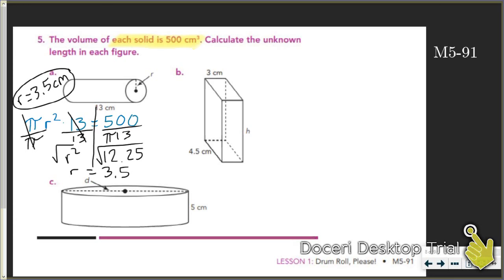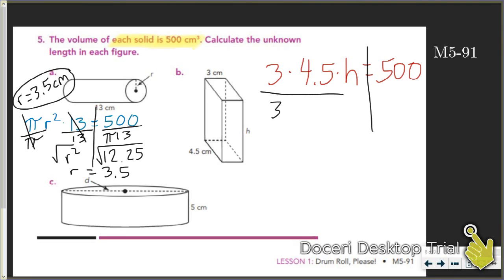So now as we go to letter B, this time it's not a cylinder. It's a rectangular prism. Well, we know that it is base area times height. Well, base area is just going to be length times width equals the base. So length times width times height is going to give us our volume. But again, we're not given the height. We're trying to find the height. So it's really 3 times 4.5 times height equals 500. And again, we're going to solve this to find the height.